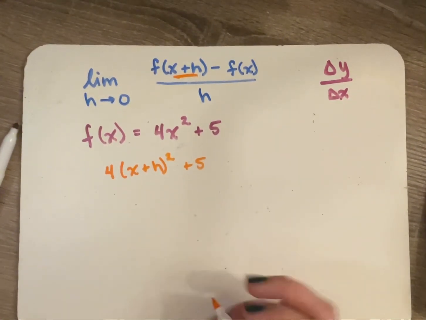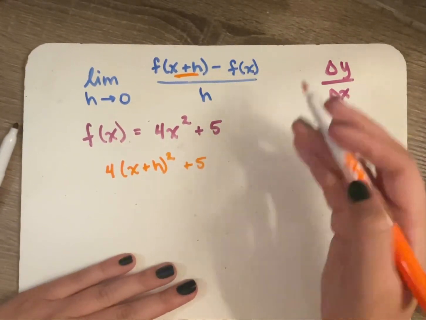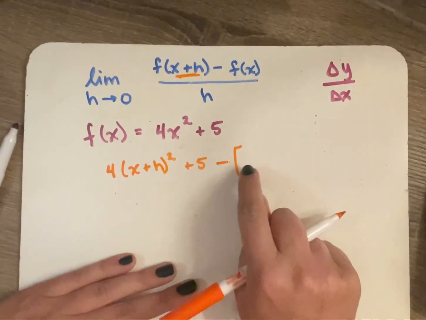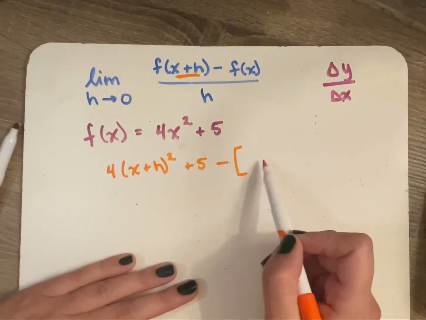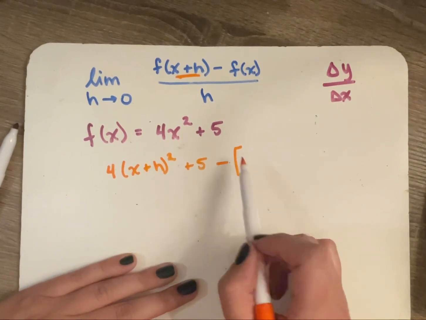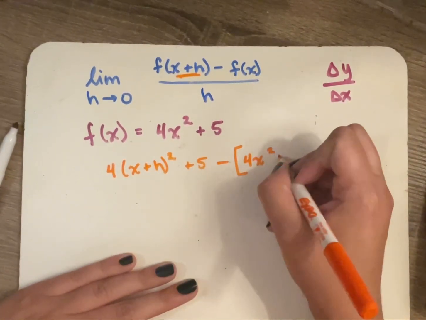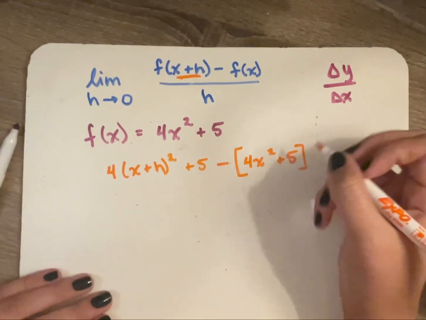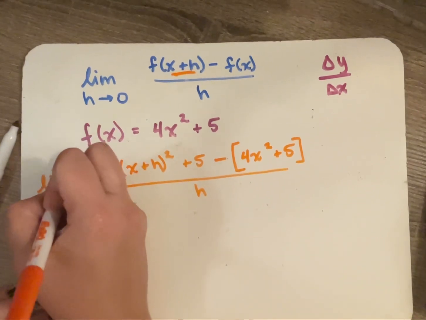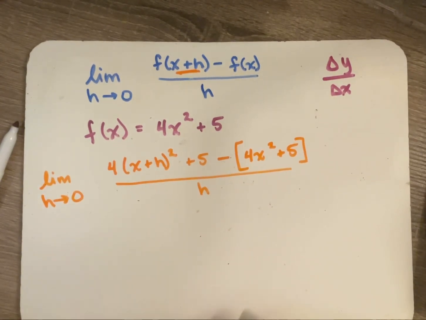You might remember from class, I talked about how students frequently will forget to distribute the negative to the entire function. So I'm going to subtract, and as soon as I write that subtraction symbol, I'm going to start a bracket to remind myself that everything from this function is being subtracted. So we'll need to distribute this negative. So in here goes, it's just f of x, so it's just this expression here, 4x squared plus 5. All of this is still over h, and I'm still looking at the limit as h approaches 0.